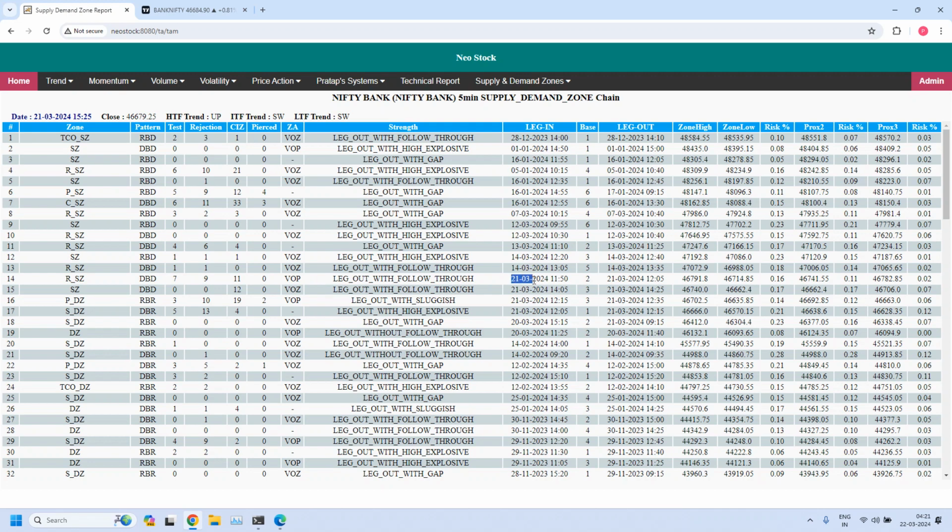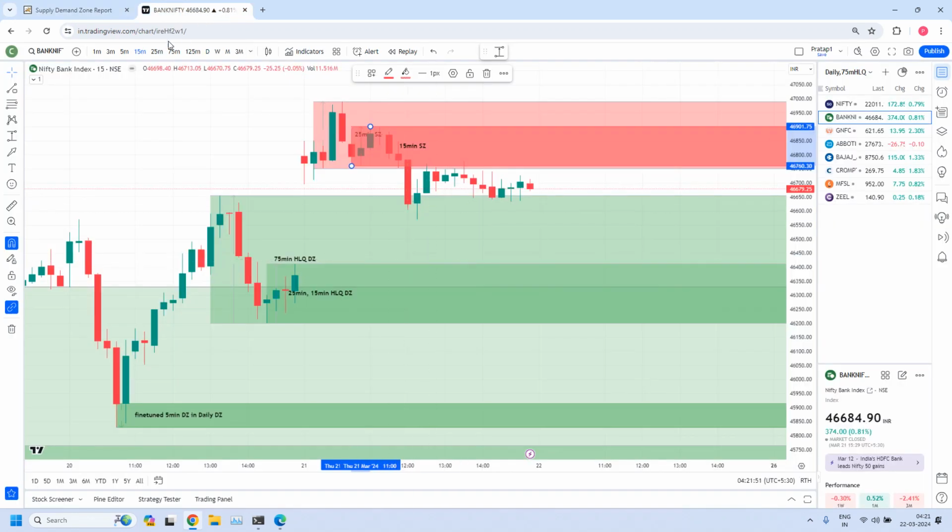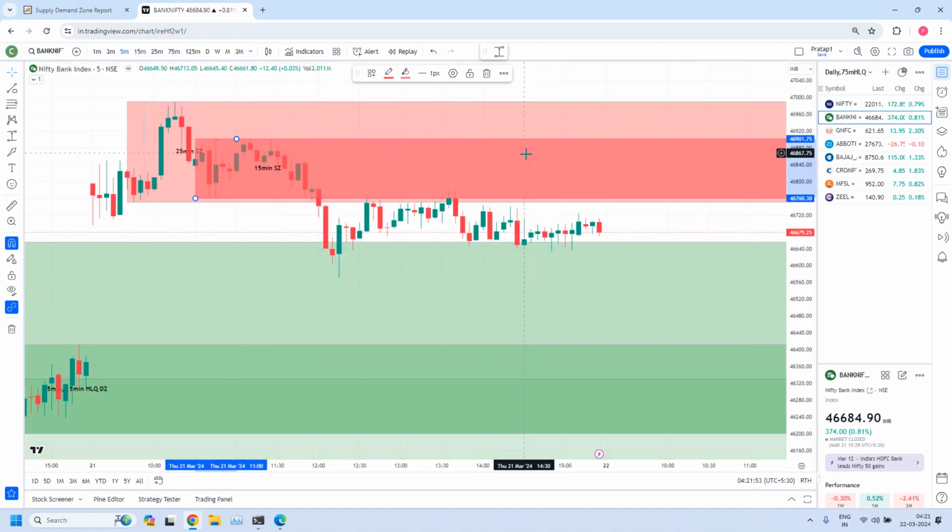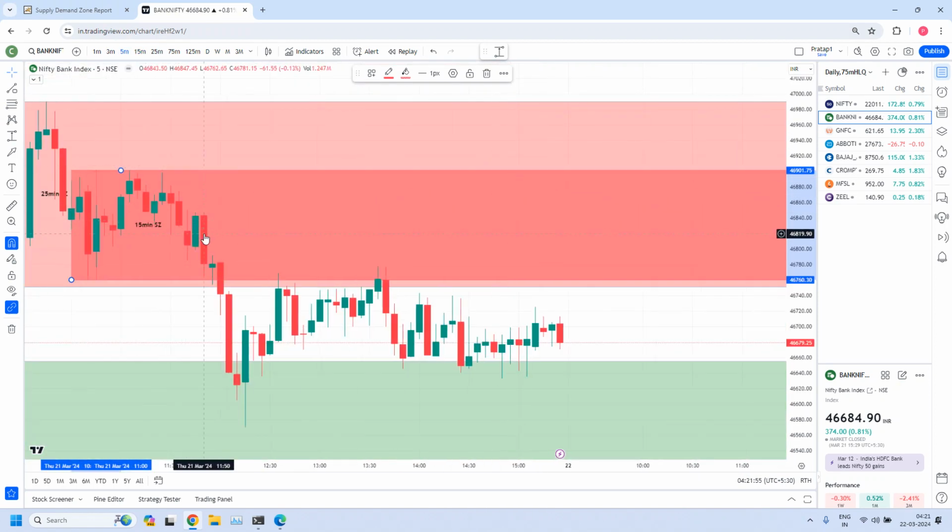So it is created today at the 11:50 candle and 2 base candles are there. Today 11:50. Let me change to the 5 minutes time frame. This is the one, 11:50, and we have 2 base candles and a drop candle. Let me draw type 2 proximal.